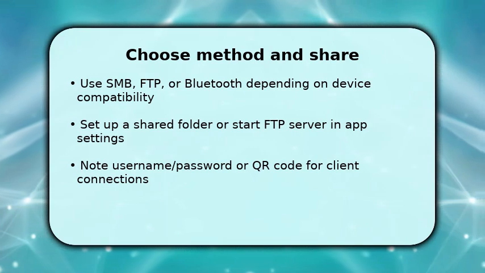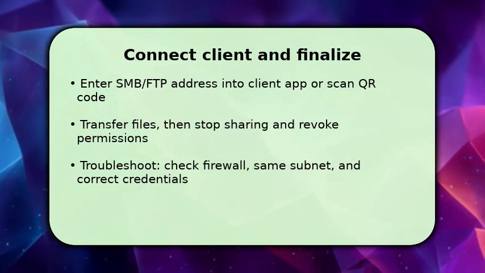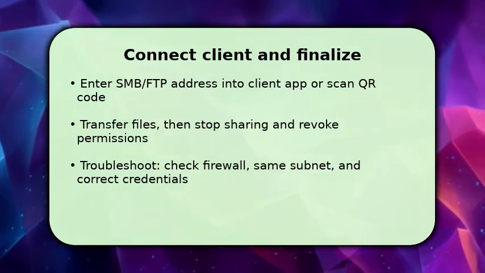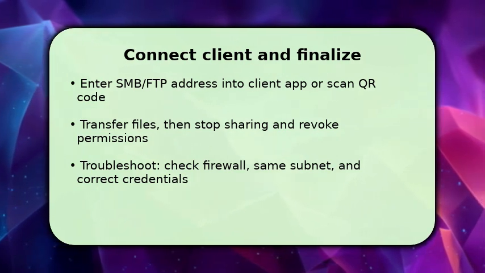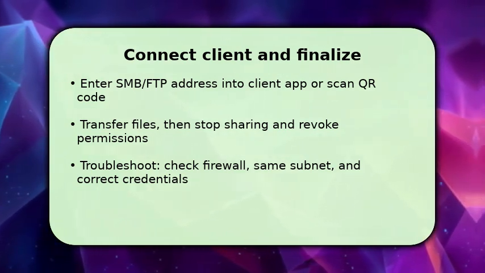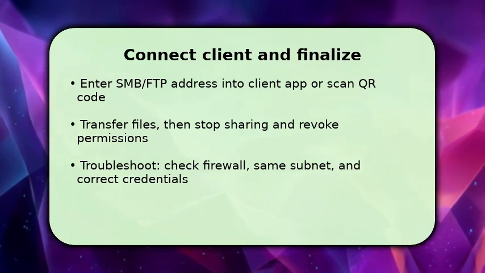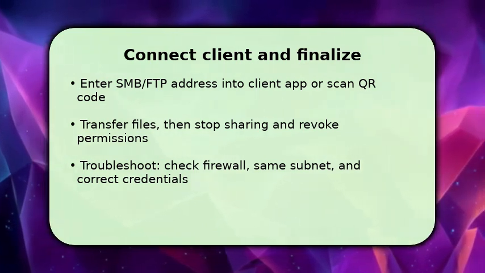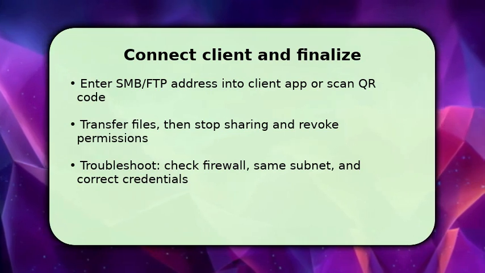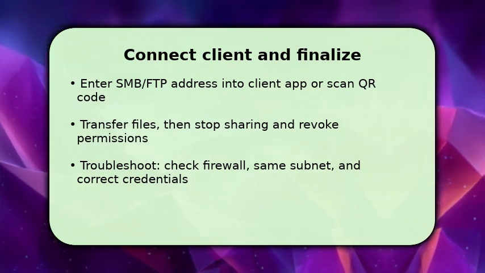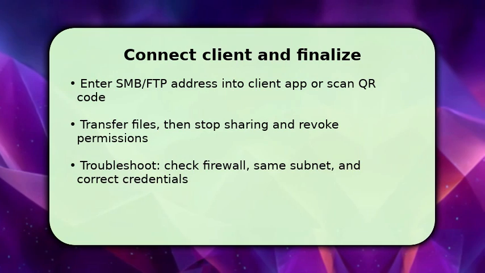You'll finish by connecting from the other device. Open an SMB/FTP client on your phone or PC and enter the address, username, and password shown on the TV, or scan the QR code to auto-configure the connection. Transfer files, monitor speed and free space. When done, stop the server and revoke network or storage permissions to restore security.